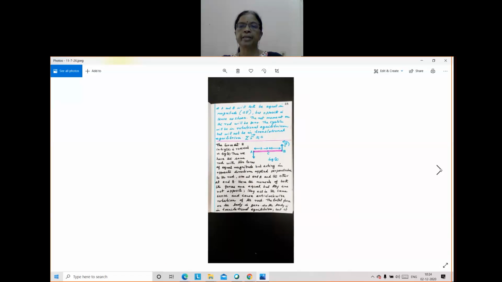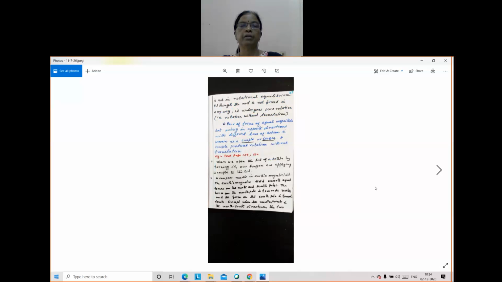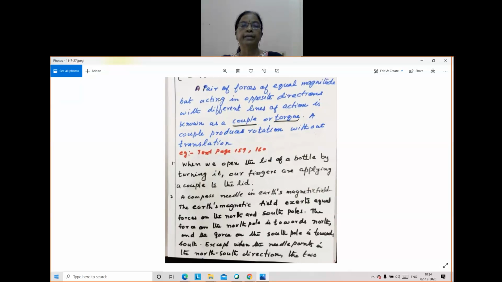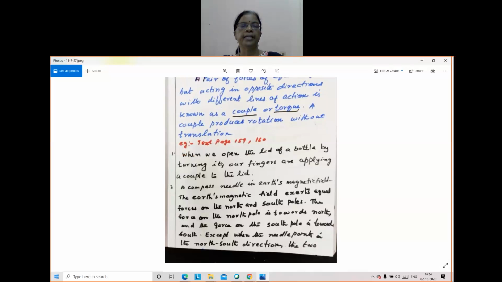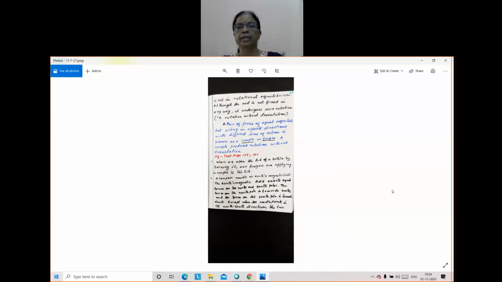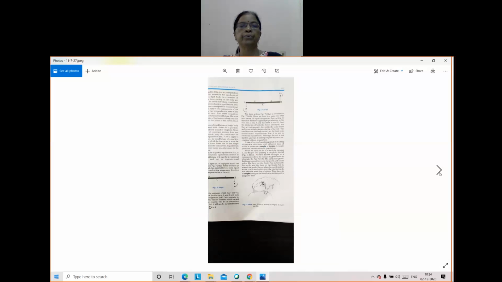I explained couple, and we have seen the moment of the couple. See, a pair of forces of equal magnitude but acting in opposite direction with different lines of action is known as couple or torque. Same thing, a couple produces rotation without translation. That also I explained. And you can see two examples in your textbook figure I have brought to you.